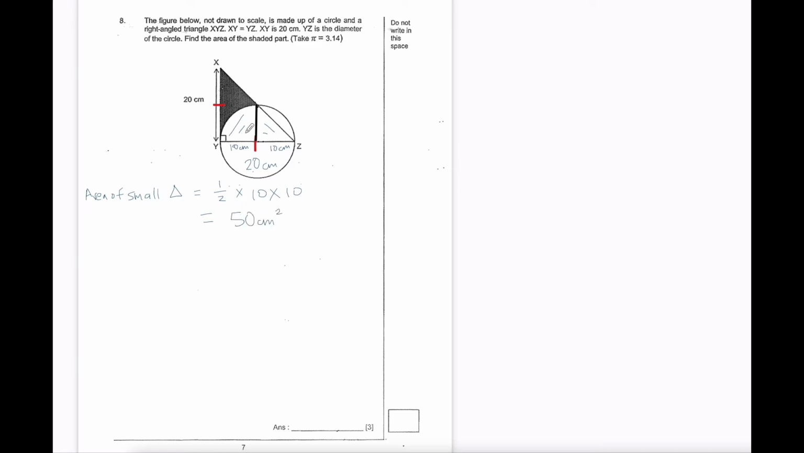Okay, and can we find the area of the quadrant? It's 1/4 times pi. What's the pi? 3.14 times r times r. The r is 10. Okay, so using a calculator, I'm going to get this answer. Okay, so the area of the unshaded part would just be this.